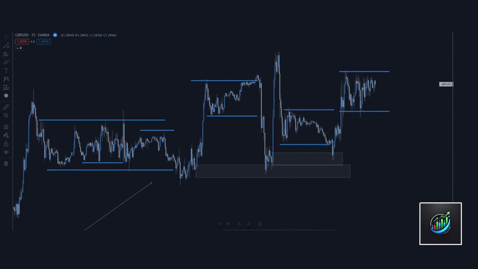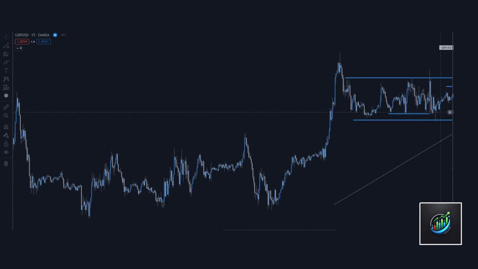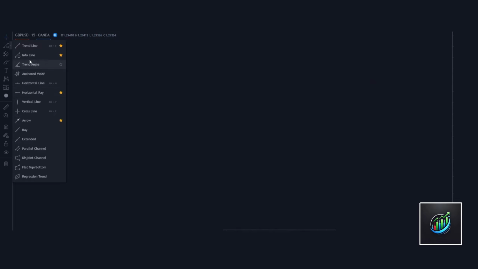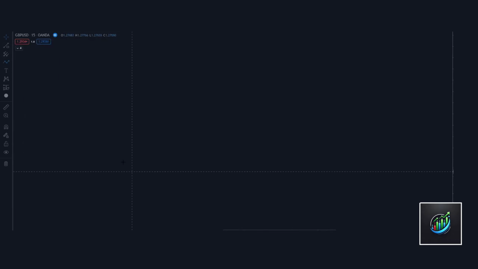So if I'm just going to summarize what I'm saying here, I'll just draw it with the brush tool. Ideally, what we're looking for when we're framing up a trade, and we can plot this, is looking for high probability order blocks, things like that.